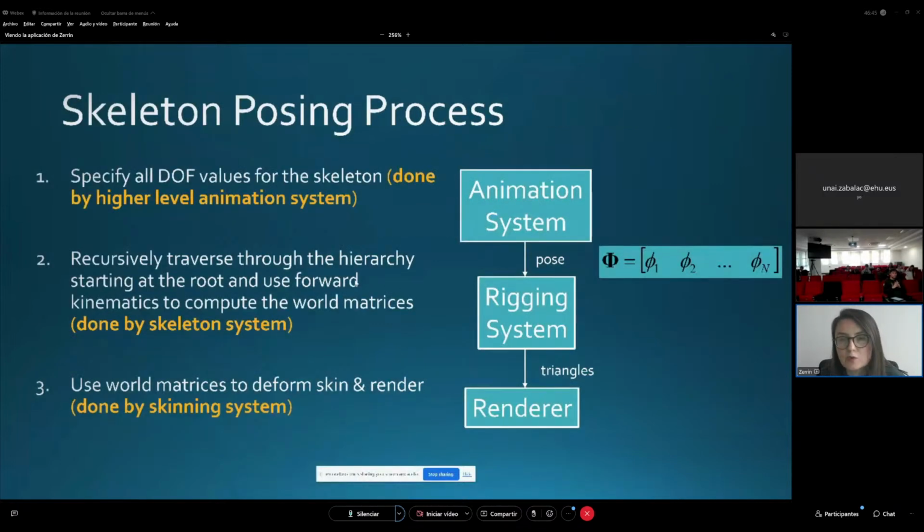How does the overall skeleton posing process work? At the very high level, we have an animation system that can be something like Unity or Unreal Engine, where you define game states, and these game states can activate, for example, that the character is going to walk to that object, things like that. This high-level animation system sends a set of poses, degrees of freedom, to the rigging system. In the rigging system, there is a recursive traversal of this hierarchical tree of joints using forward kinematics to compute the world matrices. On top of that, there's a skinning system which uses these world matrices to deform the skin and to render it finally.